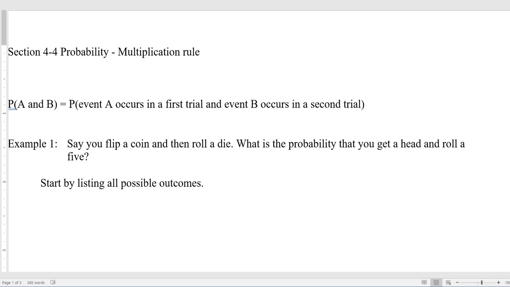So for section 4.4, we're going to be looking at the multiplication rule. The idea is we're going to be doing two events this time. So we're going to be dealing with more than one event. When we say the probability of A and B, we're not talking about just an overlap. The key on this is that we are dealing with multiple events.